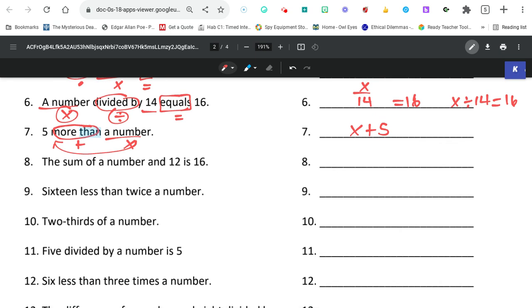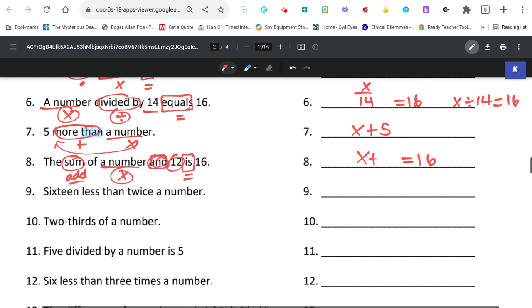All right, number 8: the sum of a number. Sum means we're going to add some things. Add a number and what? Add a number and 12. And it's going to equal 16. So this is going to be an equation. What am I adding? I'm adding a number and 12 together. That's it. No turnaround phrases in there.